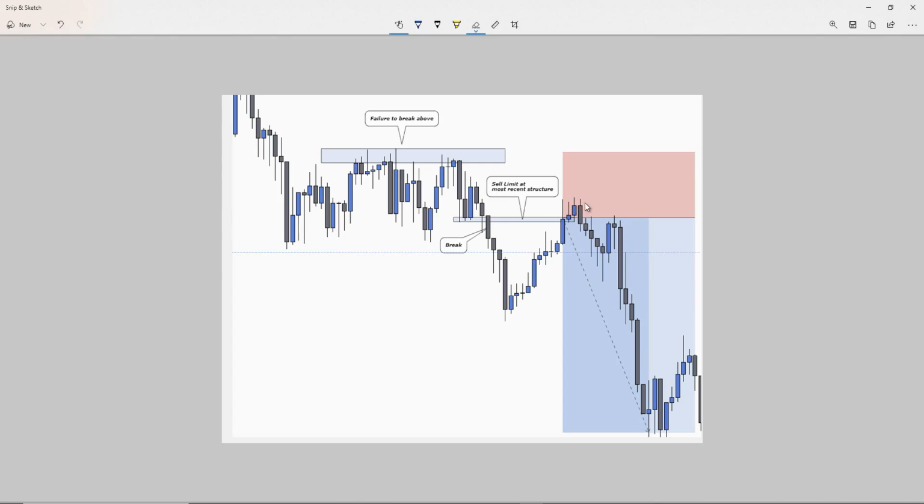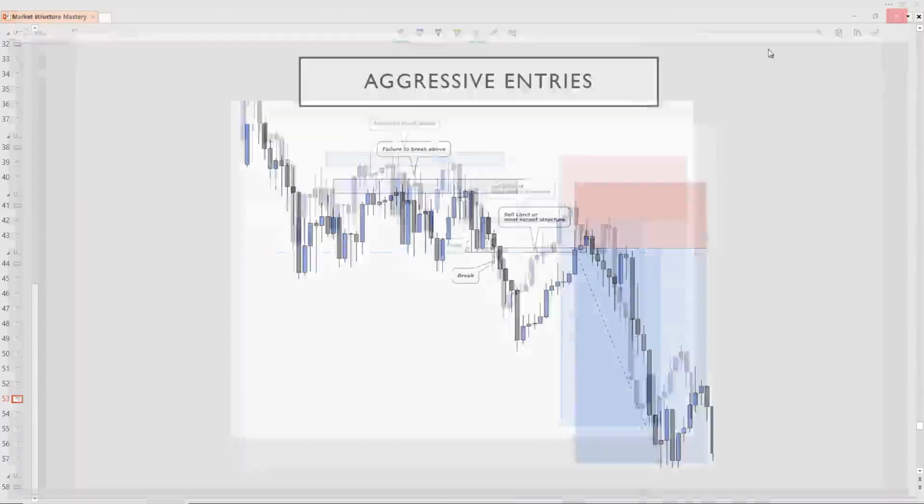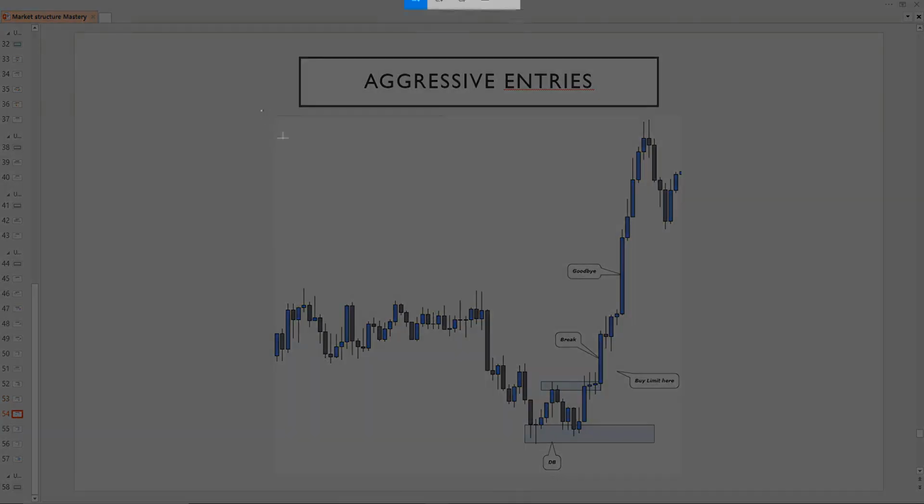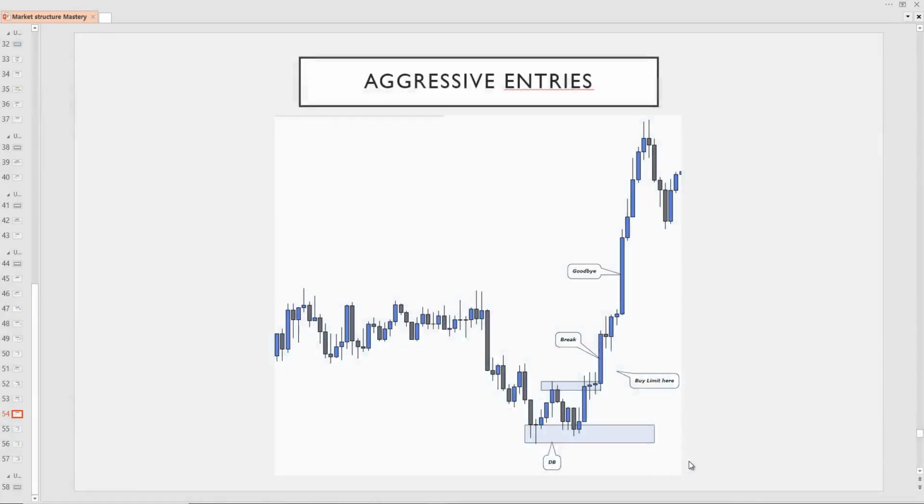All those rejection candles and possibly this bearish engulfing candle. Okay, and you can of course experiment. You can figure out your own approach, combining both entries. Okay, next example, let's have a look like this.